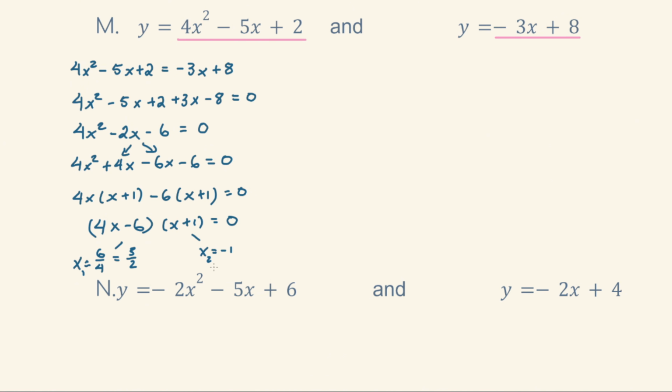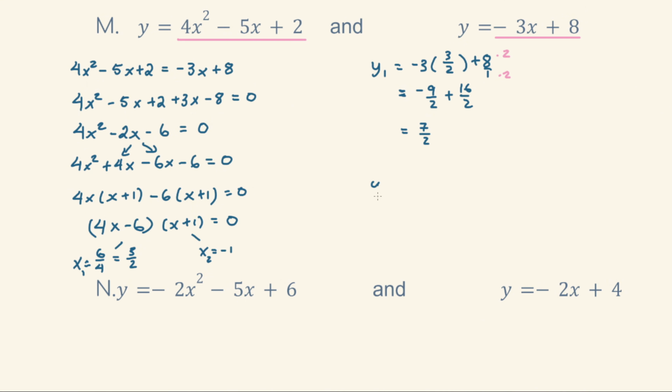Now, to find out what my corresponding y's are, we're going to take these x's and plug them back into this equation over here. So y1 is going to be equal to minus 3 times 3 over 2 plus 8, which comes out to minus 9 over 2 plus 8. We can put this on a common denominator: multiply the top by 2 and the bottom by 2, and you get 16 over 2. Now that these are on common denominators, we can add the numerators together. That's going to be 7 over 2.